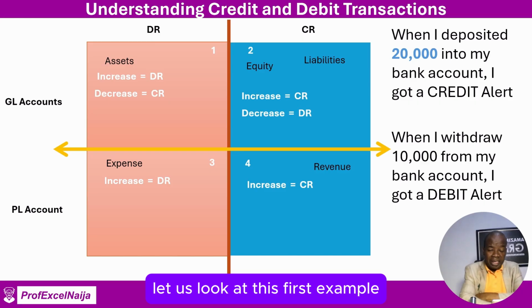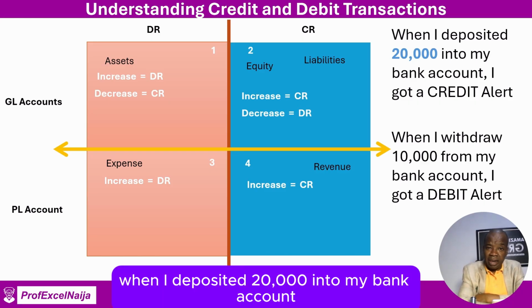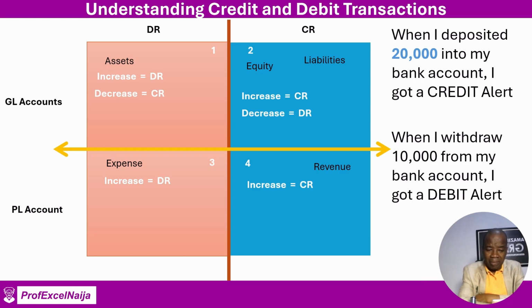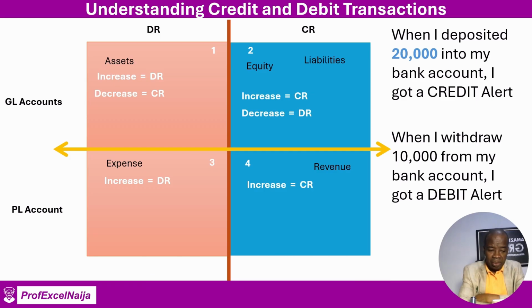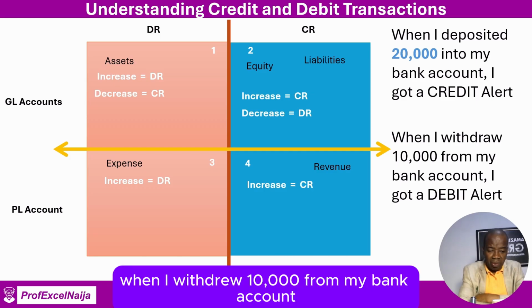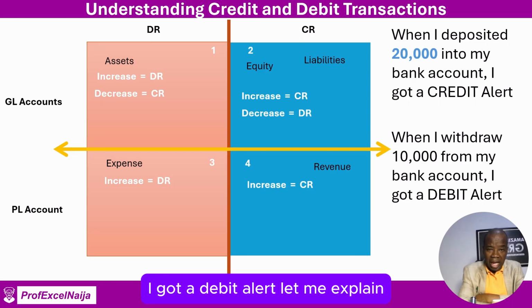Let us look at this first example. When I deposited 20,000 into my bank account, I got a credit alert. Interesting. When I withdrew 10,000 from my bank account, I got a debit alert. Let me explain.